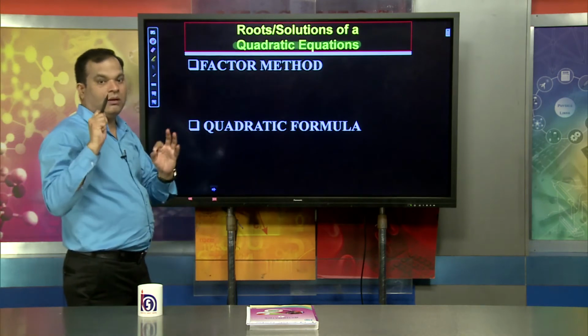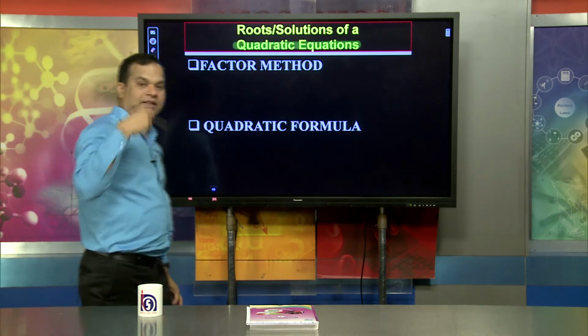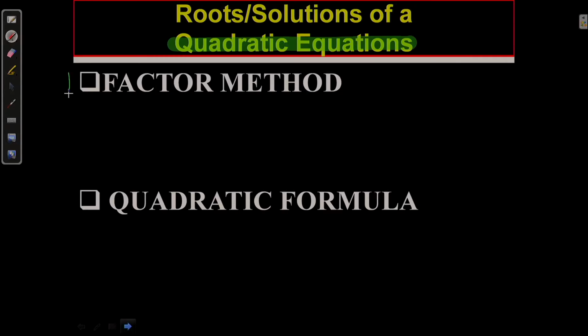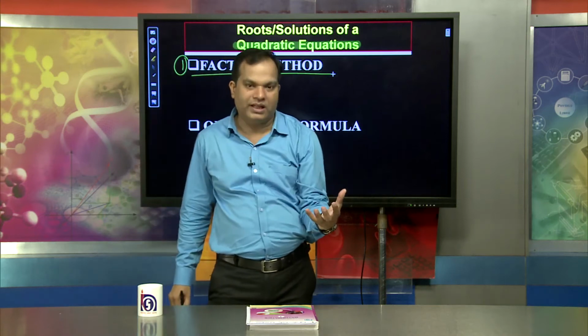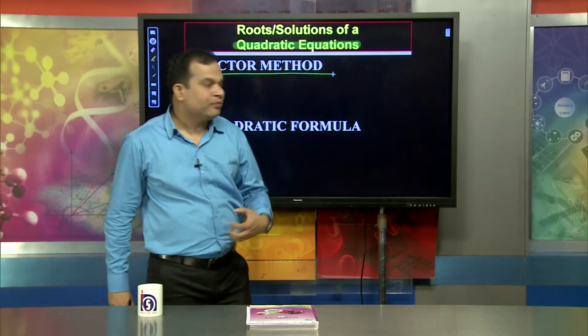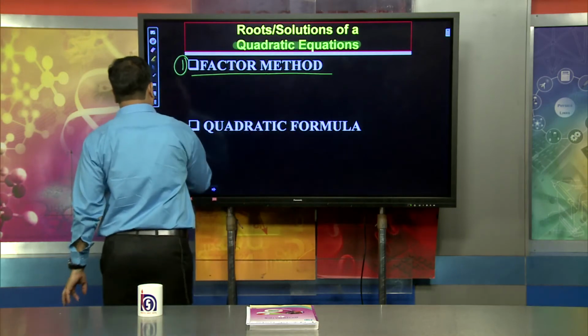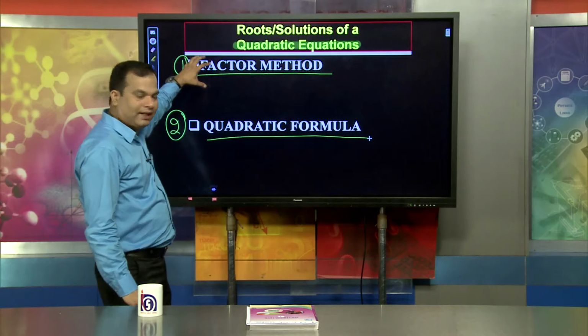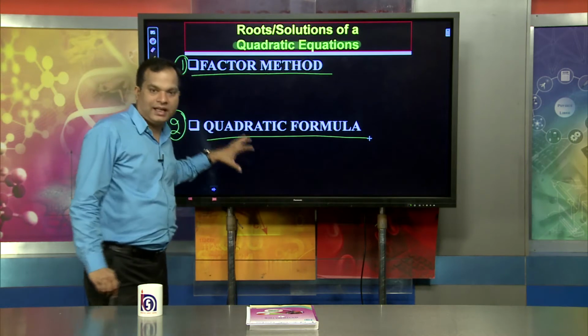The first technique is the factor method. It is one of the techniques to solve the quadratic equation. How we have to solve that, we will discuss. The second technique is through the quadratic formula. That means this is one of the methods, the second technique.